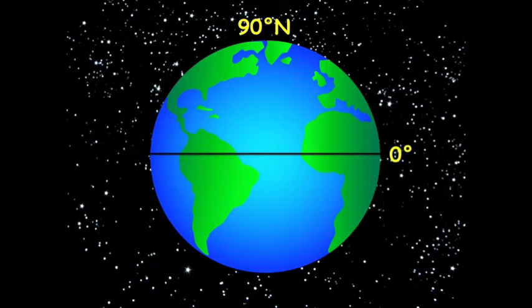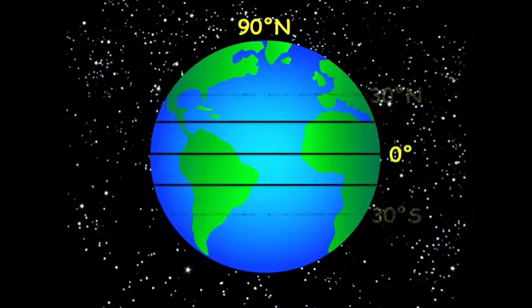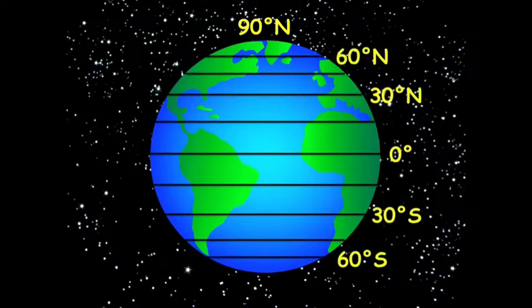If you did this for every other location on the Earth, you'd eventually get a series of numbers that represent a very specific location north or south of the equator. So as you moved north or south from 0 degrees, you'd eventually hit 30 degrees north or 30 degrees south. You'd eventually hit 60 degrees north or 60 degrees south, and finally you'd get to the poles, 90 degrees north and 90 degrees south.